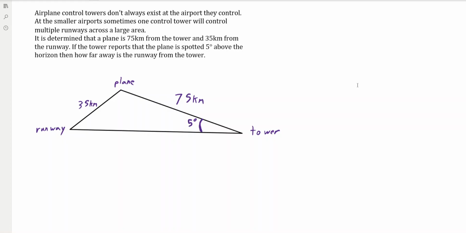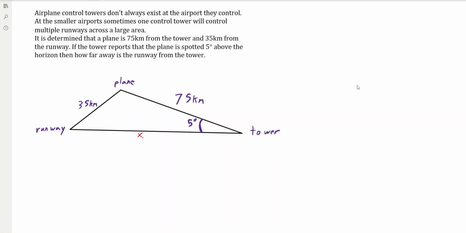Okay, so it is determined that a plane is 75 kilometers from a tower, and is 35 kilometers from the runway. If the tower reports that the plane is spotted 5 degrees above the horizon, how far away is the runway from the tower? So this is the drawing for you, but this would not actually be given in the question. It takes a long time to draw on the computer, so I wanted to draw it ahead of time. But you should get to this point here. That would be the main step, and I already did it for you. So hopefully you got it.